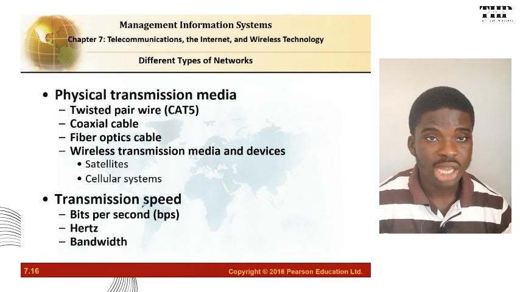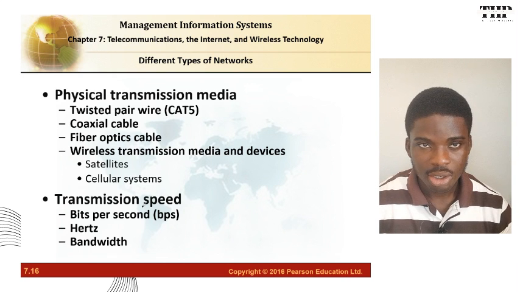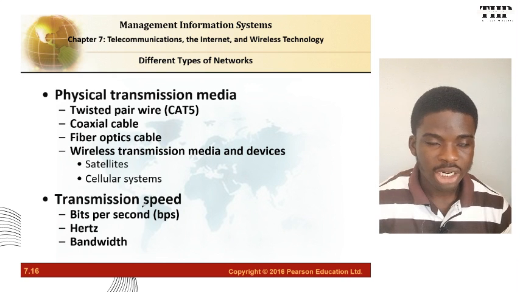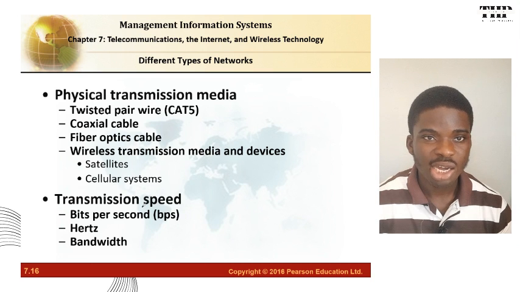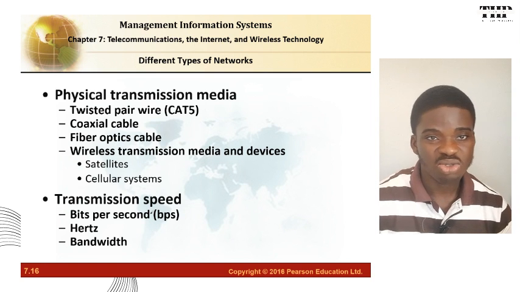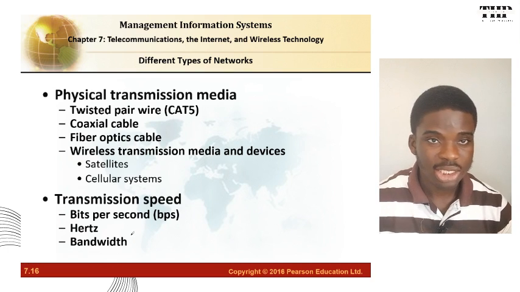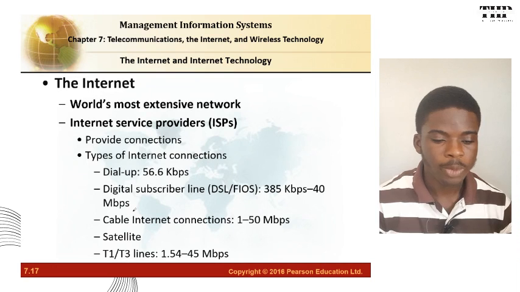So that's it for the types of networks. So you just remember that a modem does what? Converts digital signals to analog form and vice versa. That's one. And the types of networks are what? MANs, LANs, WANs, and CANs. And then other relevant things that you should know are the physical transmission media, like these ones, and the transmission speed, how we talk about the speed on the network. There's bits per second, bps, hertz, and bandwidth, right? So moving on to the next objective.